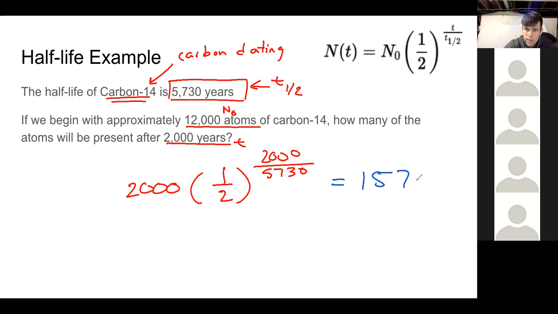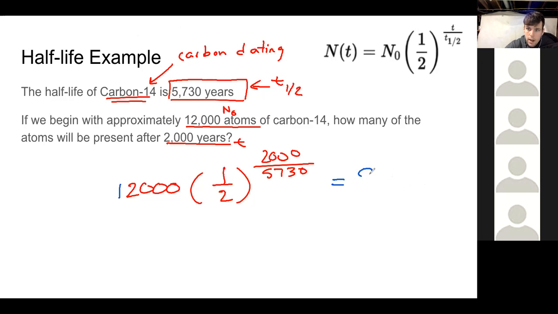Mr. Michener? Yep. Shouldn't N initial be 12,000 atoms? Oh man, you're right. Well, I messed that up a little bit, so let's type the right number in. Got mixed up, had two 2,000s in there. Okay, so yes, thank you.